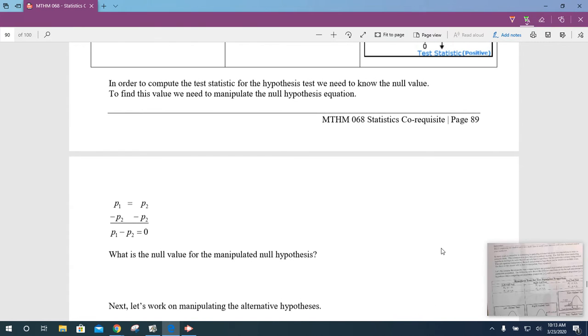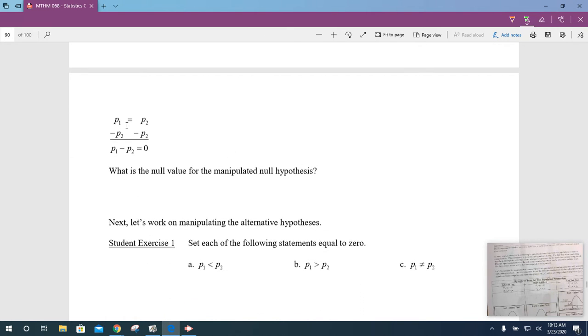In order to compute these statistics and hypotheses, we need to know the null, and then we need to find the value to manipulate the null hypothesis equation. So for instance, if P1 is given to be equal to P2, and we subtract P2 from both sides of the equation, then what we wind up with is an equivalency statement, where P1 equals P2 is the same as P1 minus P2 equals 0.